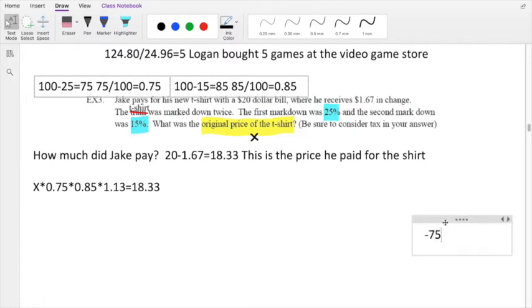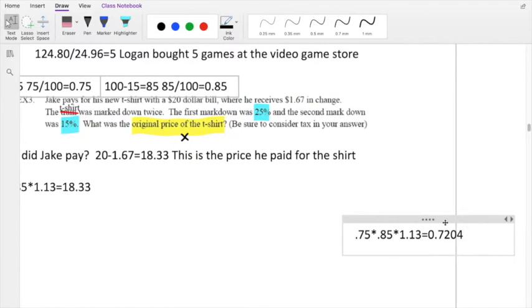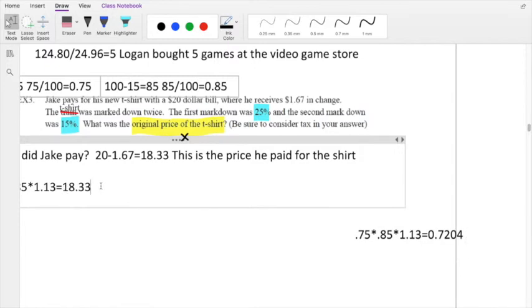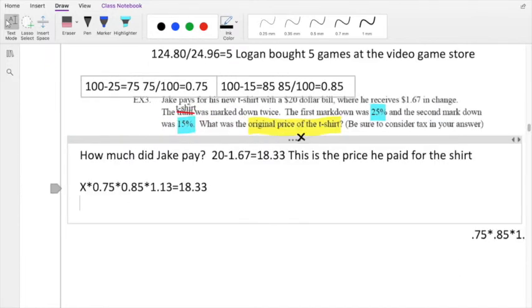So 0.75 times 0.85 times 1.13 equals that. So if I go over here, 0.704. So essentially we have 0.704x equals 18.33. Now this looks like something we're familiar with.